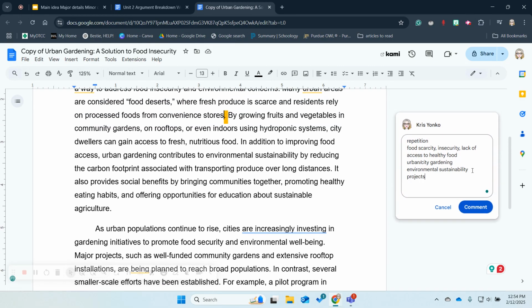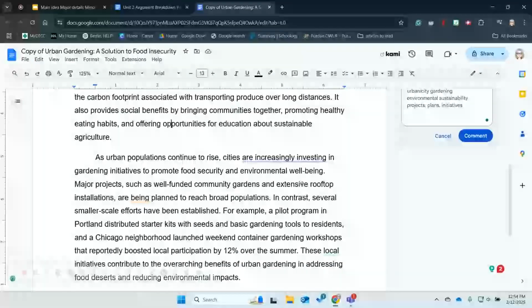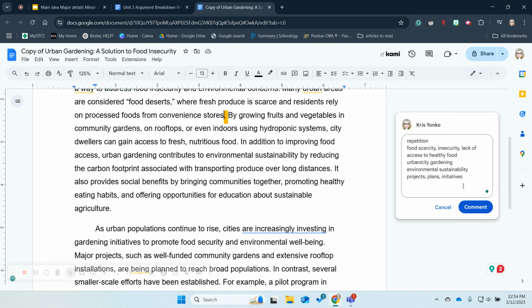Projects, plans, initiatives, right? Well-funded community gardens, repetition. Extensive rooftop installations, repetition. In contrast, several smaller scale efforts have been established. So again, that's these projects, plans, initiatives, efforts. Good.